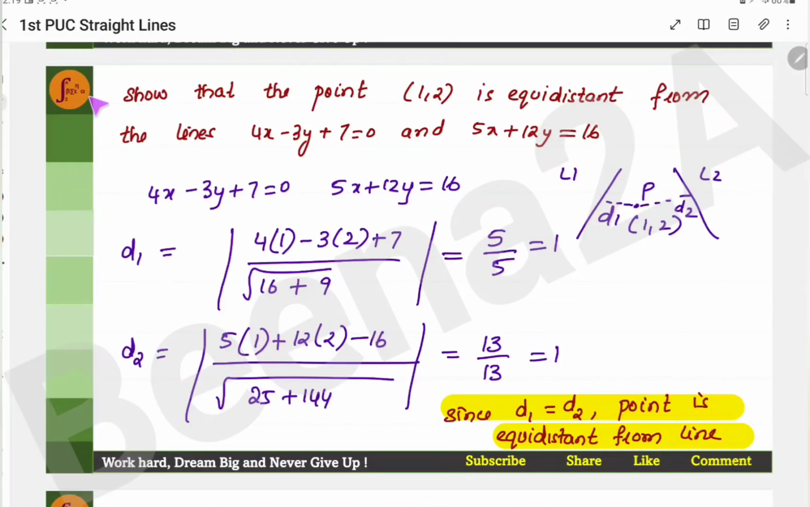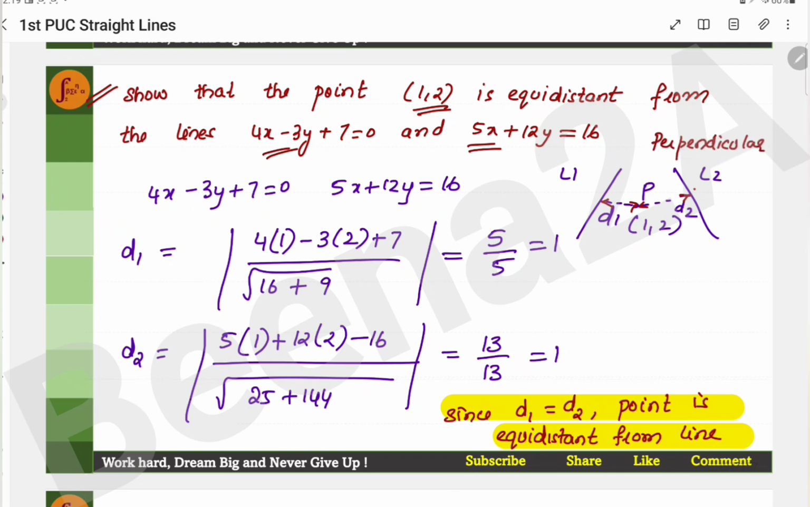Now we look at another, different kind of problem. Show that the point is equidistant from the lines. So you have two lines and there is a point. You have to show that the distance from this point to this line is the same as from this point to this line. Let's call this d1, and this distance we call d2. Again, the distance from a point to a line will always be perpendicular.